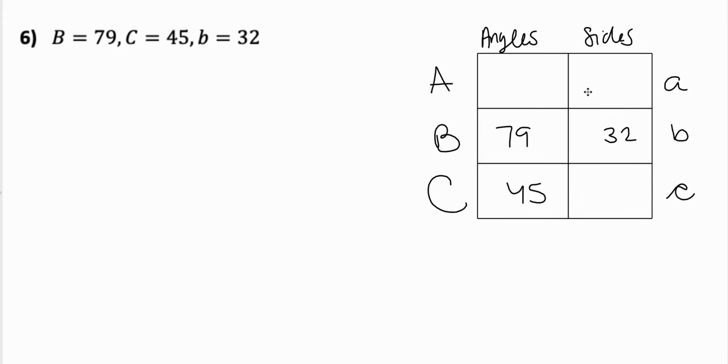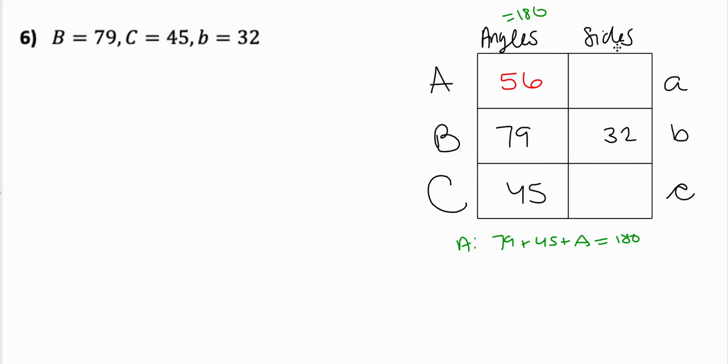Before I determine law of sines or cosines, I noticed that I have two of the three angles, and in a triangle, we know that angles add up to 180 degrees. So I can go ahead and find angle A. I'll have 79 degrees plus 45 degrees plus angle A equal to 180 degrees. So I will take 180 and subtract the 79 and then also subtract the 45. We'll get 56. So angle A is 56 degrees.